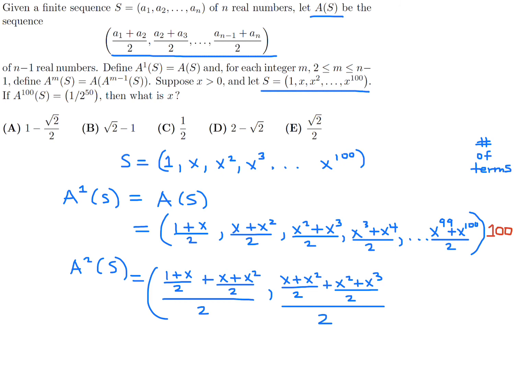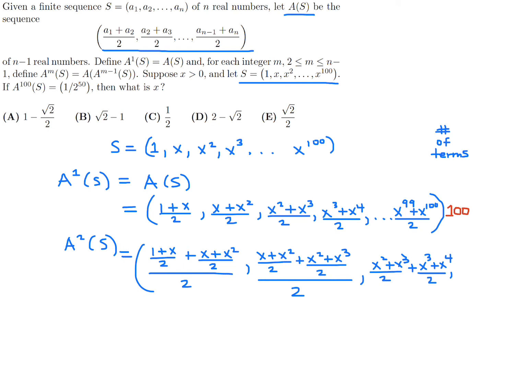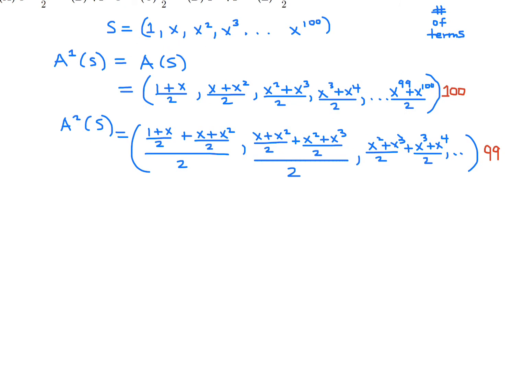All right, here we go. Keep going here. I'll just do, what should I do? One more? I think one more should be sufficient. So the next one, let's see here. It's (x squared plus x to the 3 all over 2 plus x to the power 3 plus x to the power 4 all over 2), and so on, dot, dot, dot. Okay, keeps on going like that. And this has 99 terms. All right, remember I wanted to put in the terms. All right, now let's go to A3.